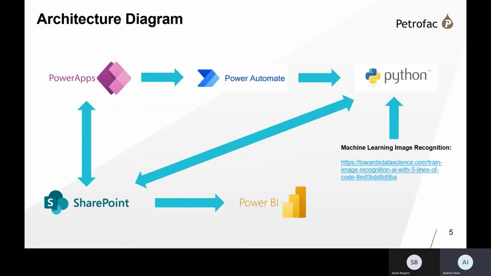Our architecture diagram shows that we are using Power Apps to generate the app, which has a two-way interface with SharePoint. We used Power Automate to link the Power Apps to Python, which then uploaded some information to SharePoint and provided a final output via Power BI. We had a tie into Python using machine learning image recognition to take the images uploaded from the app and identify the images into specific categories.